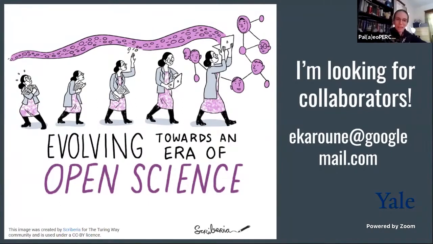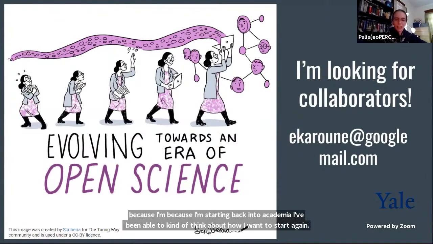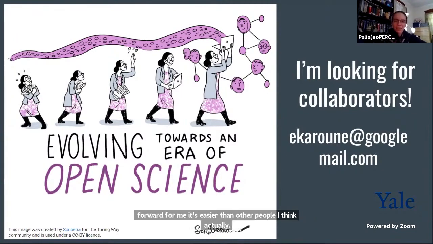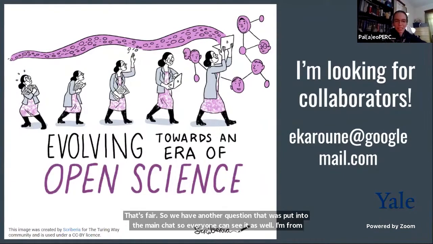That's fair. So we have another question that was put into the main chat so everyone can see it as well, from Catherine, who says, I love the slide on the spectrum of closed to open science practices. I've found many components of my work that fit outreach, blogs, curriculum development, mentoring students, some of the most rewarding aspects of this. However, I have a hard time finding funding and support for these within the academic reward structure, and jobs focusing on this tend to be low salaried.